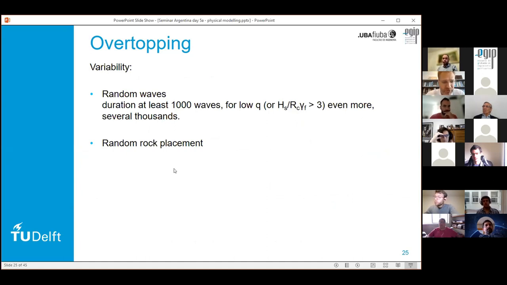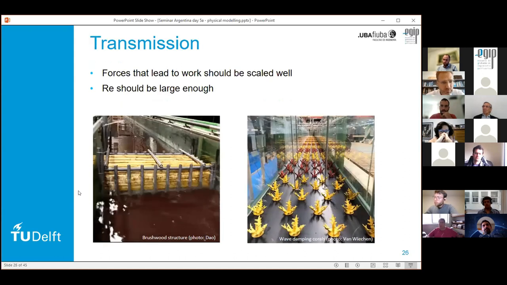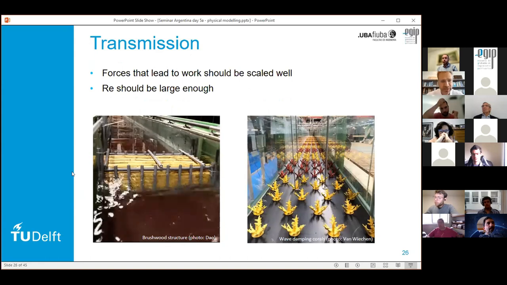If you have overtopping over a rock structure, then the rock placement can also influence that quite a lot. So then you have the same story: rebuild your structure a few times to look at that aspect. Okay, that was the overtopping. That went quicker. That's nice.